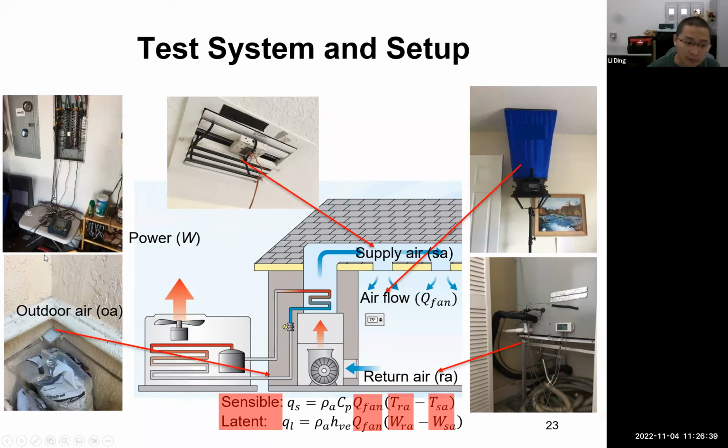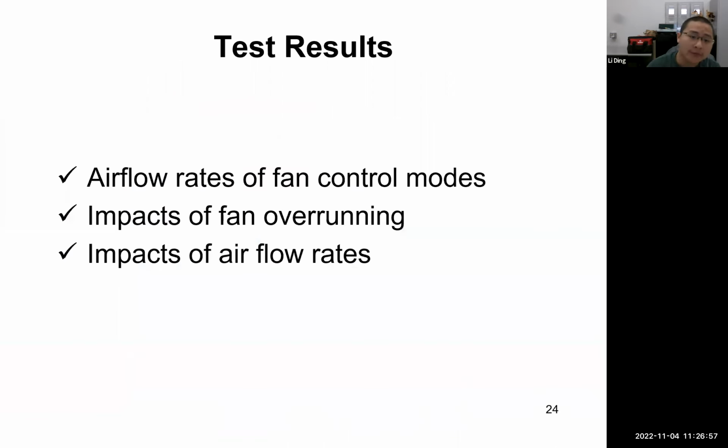And we want to analyze the energy performance. So we need to measure the power. So the power meter is used. So these are the measurements. Then we can show the test results. It includes three parts. First, airflow rate of fan control mode.